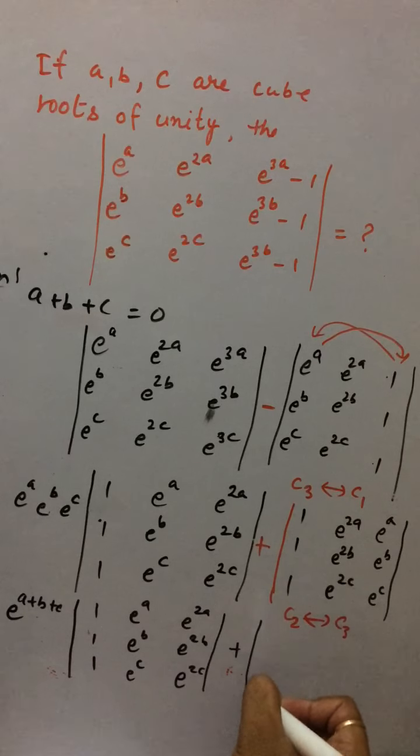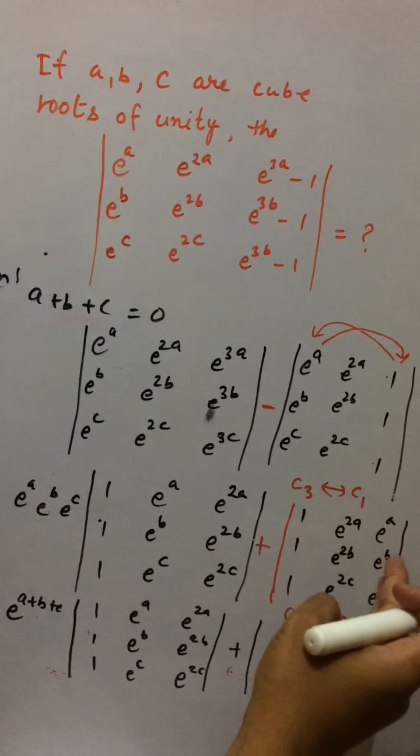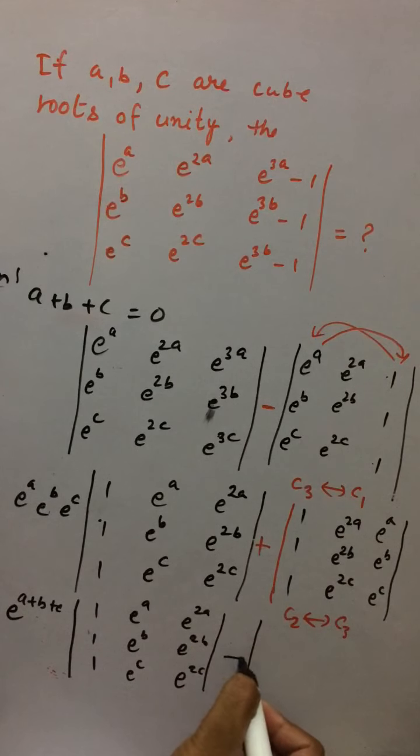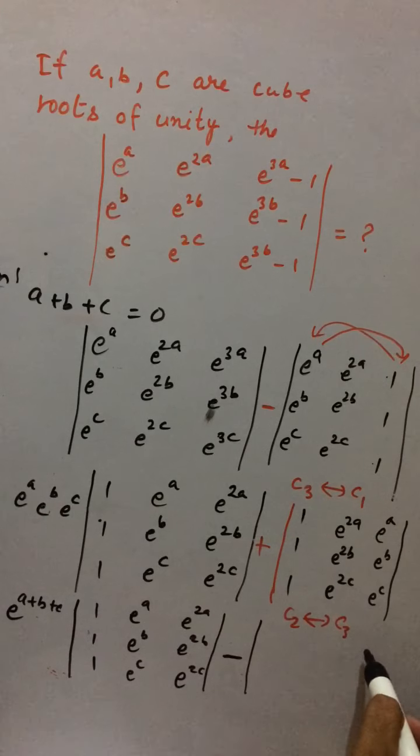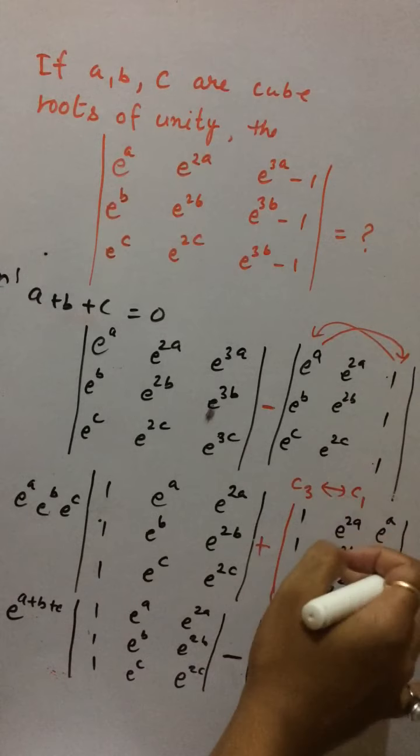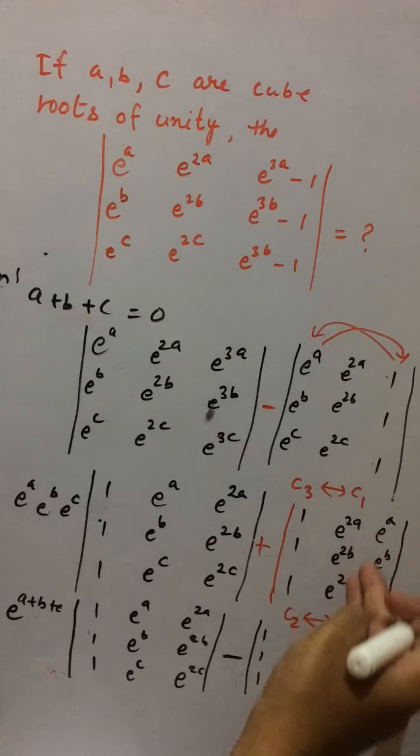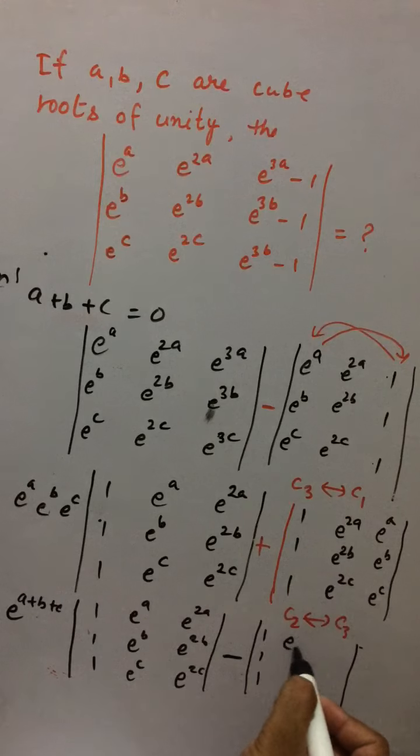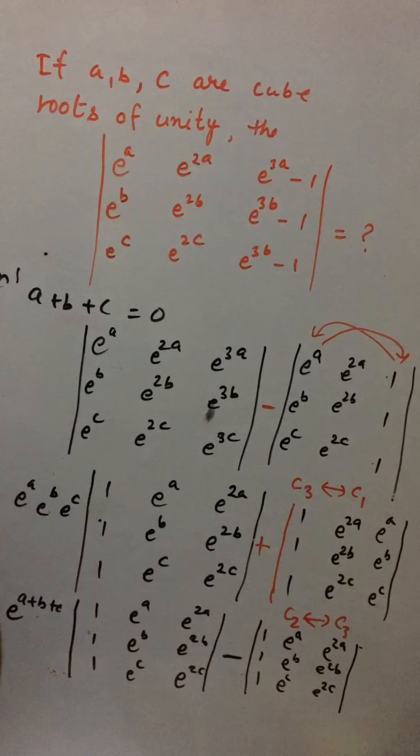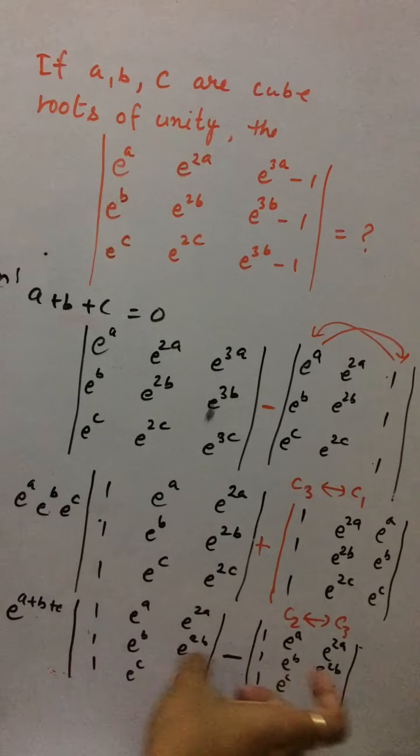plus, what would you get when you interchange this, the negative value of the determinant you get. Now 1 1 1, after interchanging column 2 by column 3, you'll get here e raised to power a, e raised to power b, e raised to power c, e raised to power 2a, e raised to power 2b, e raised to power 2c. Here you get the similar result. So this determinant is similar to this.